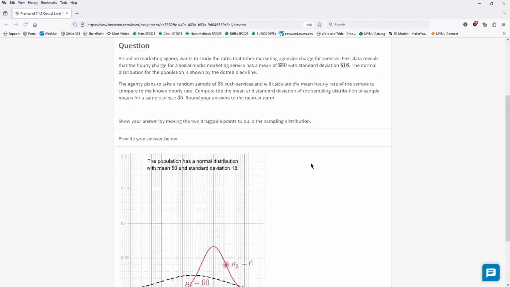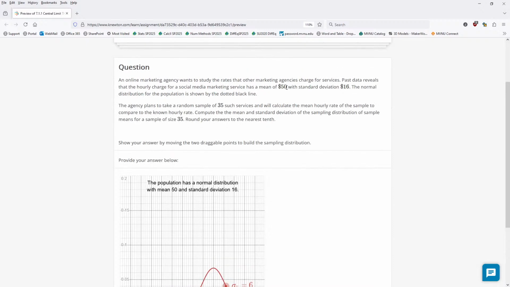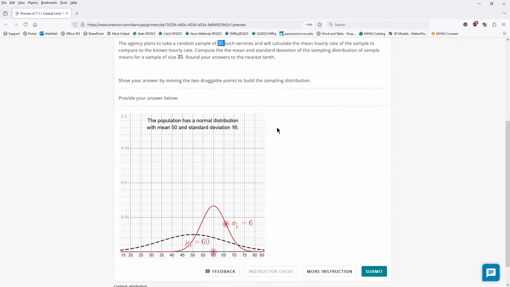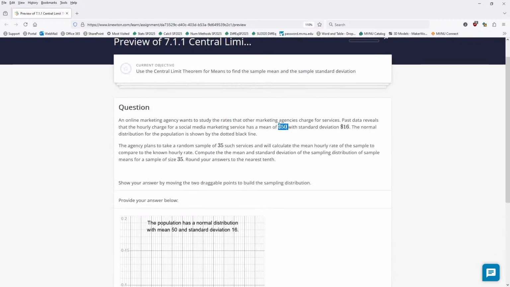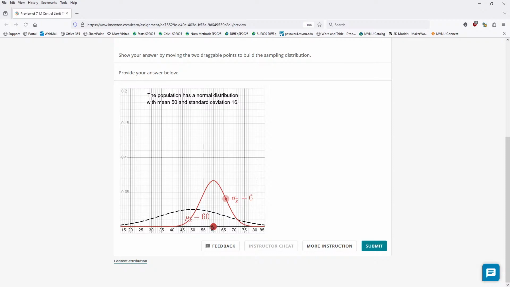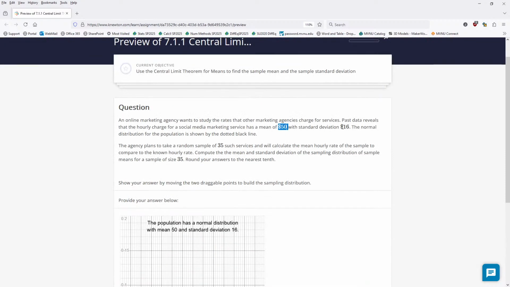Okay, so here's a good example. It says that we have $50 is the mean, standard deviation is 16, but we're going to do a random sample of 35. So what we'll need to do is, first of all, the new mean is the same as the old mean, which is 50. So we move this over to 50. And then the new standard deviation is 16 divided by the square root of 35.